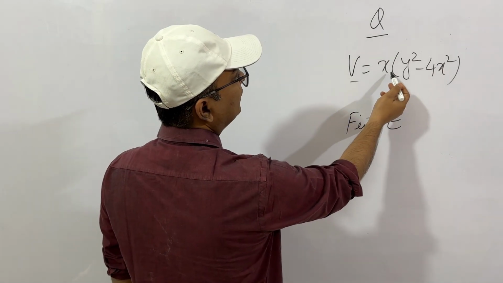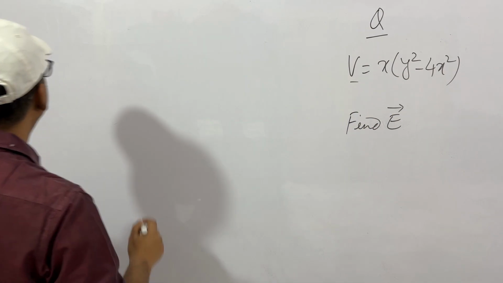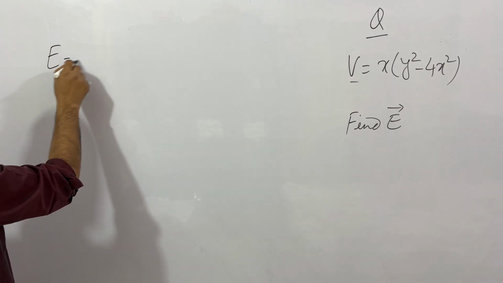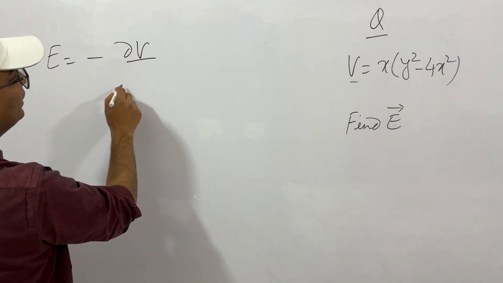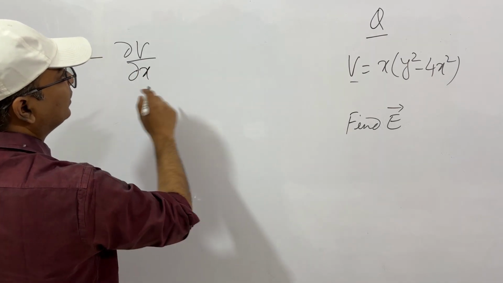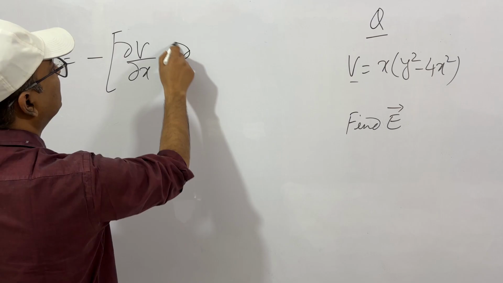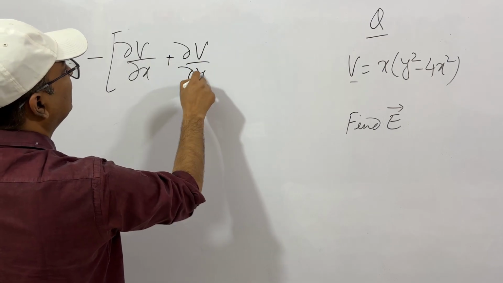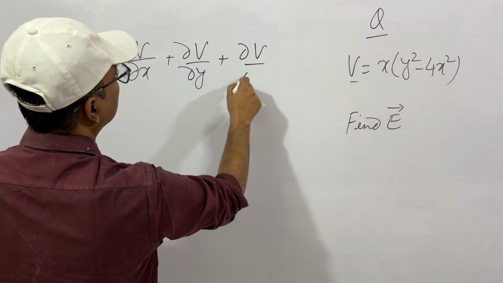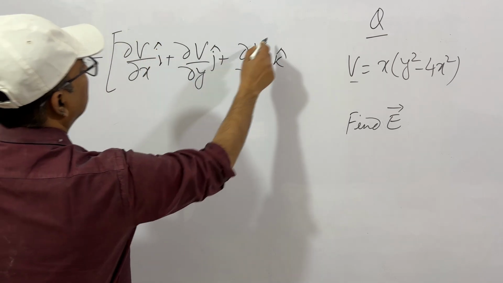V is given as x into y square minus 4x square. We have to find electric field. What is E? You know, it is minus del V, if you have x, y and z components: del V by del x i plus del V by del y j plus del V by del z k. This you know.